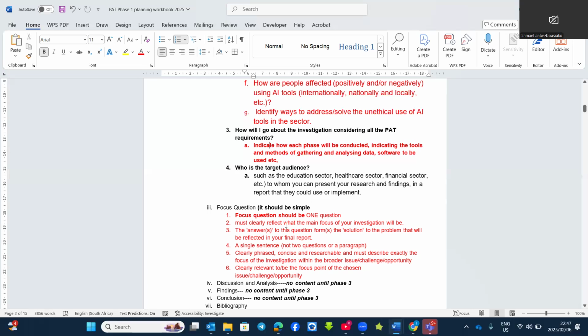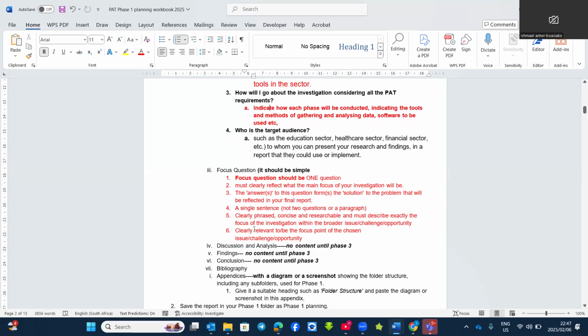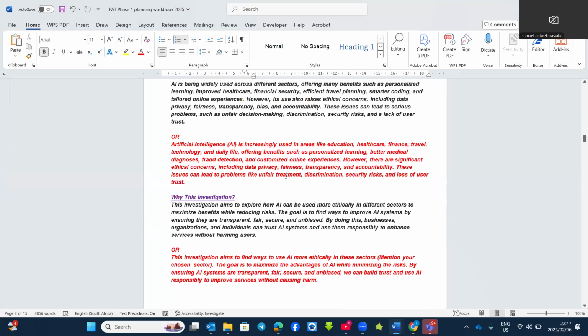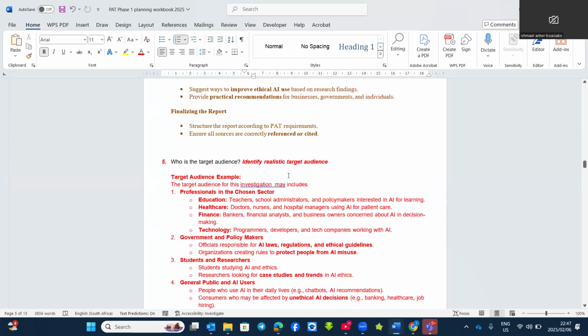And then the focus question should be one question. It should be a single question, and it should be relevant to the focus point of the chosen topic. In other words, if you are talking about education, that question must be focused on the impact of AI in education. So you don't have to move around. Then after that, for examples of the focus question, I dealt with them here.